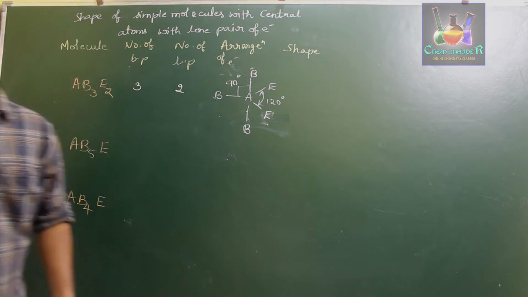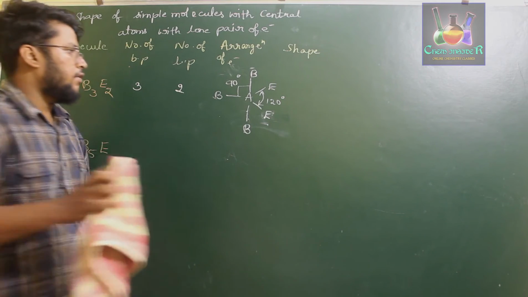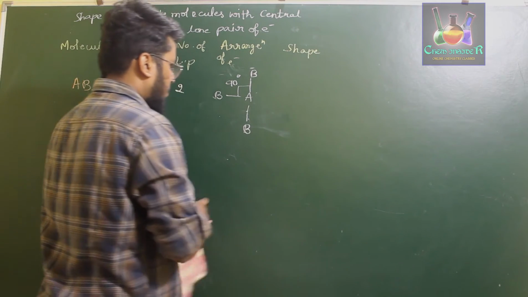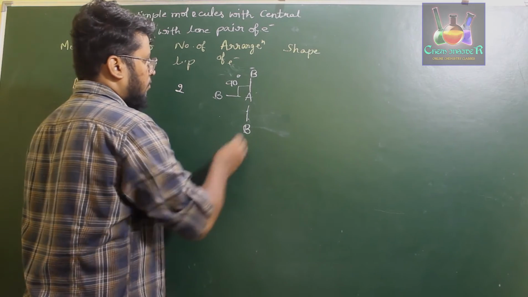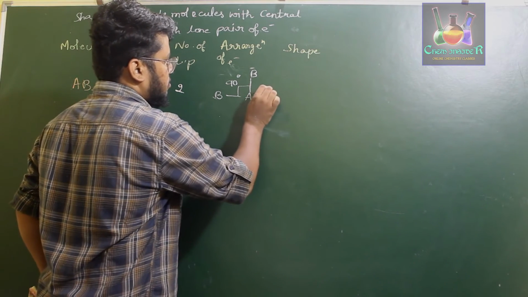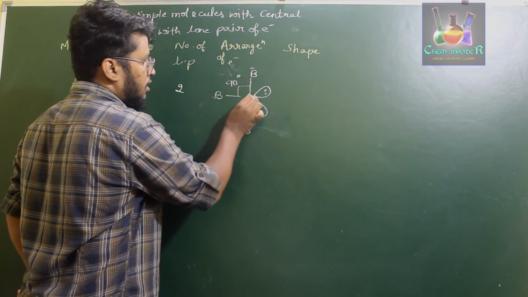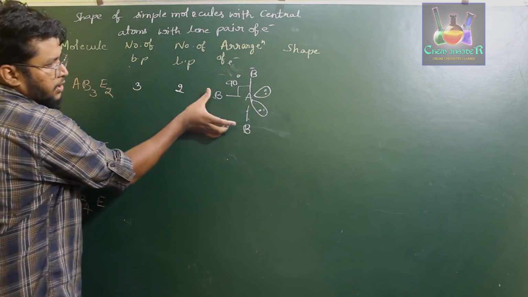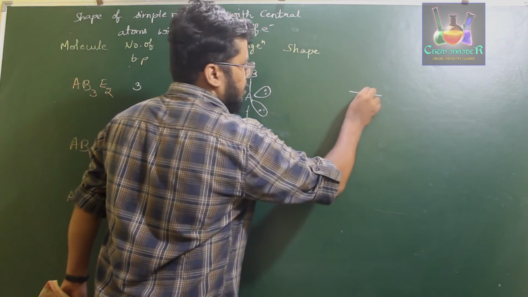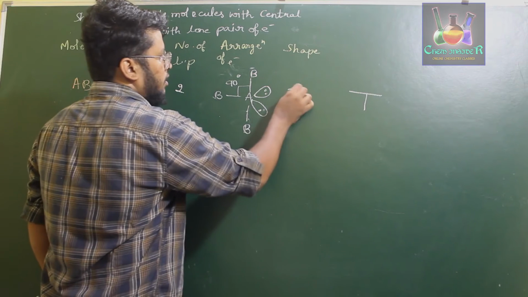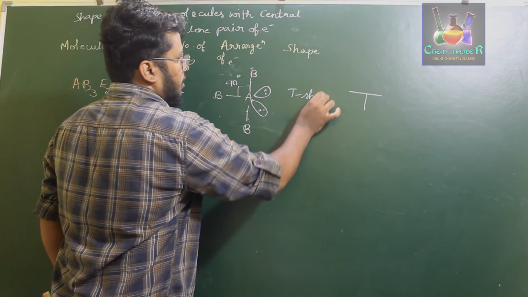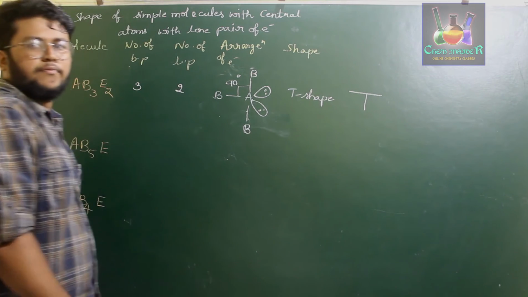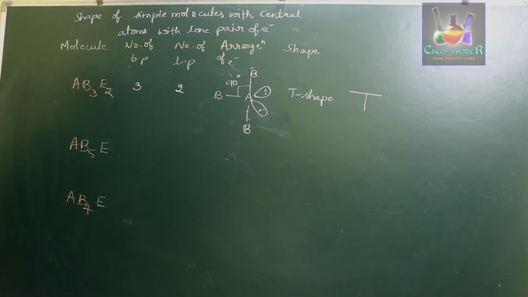So therefore, if you write down its geometry, actually what it will be like is lone pair of electrons here in this angle and a lone pair of electrons in this angle. If you observe this geometry and tilt it on one side, it will look like this. Therefore, this particular geometry is of the type T-shaped geometry. This is a T-shaped geometry.